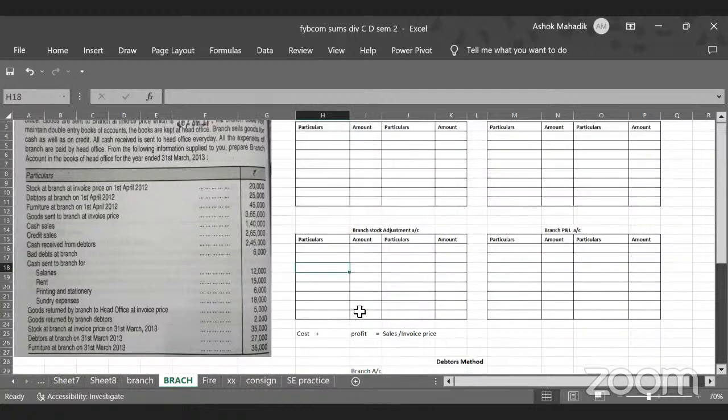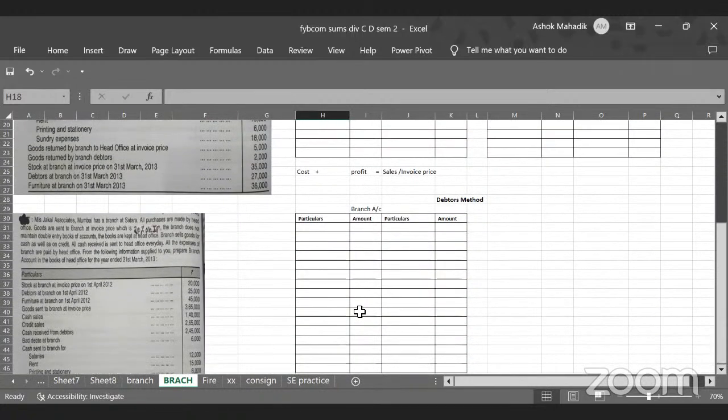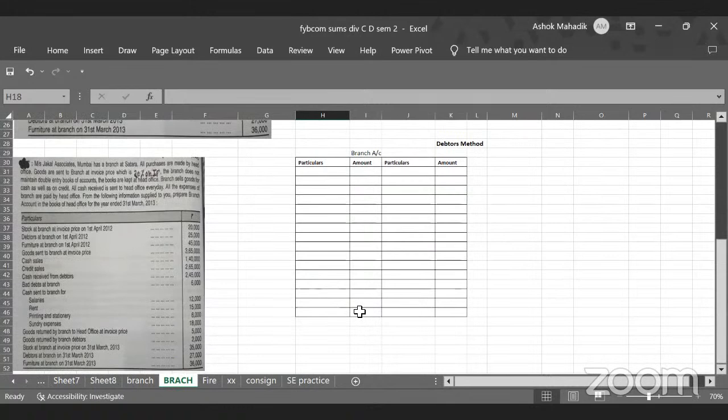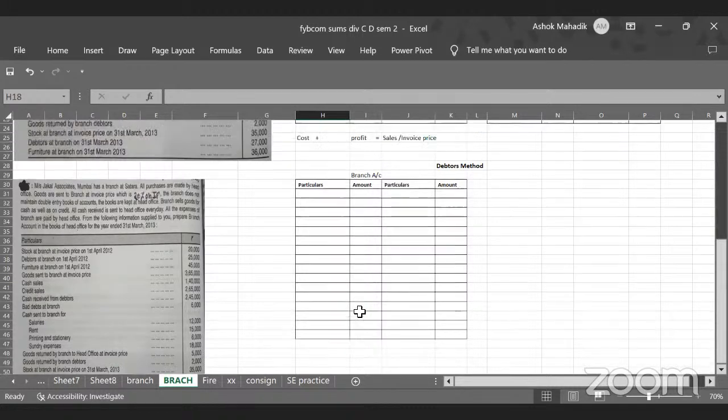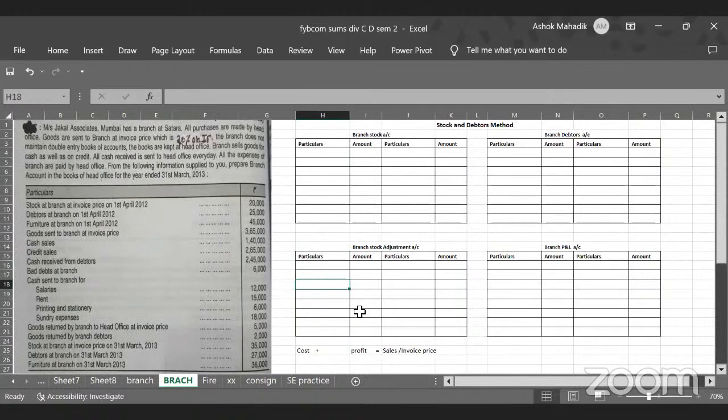Under stock and debtors method, you need to make these four accounts at least. If it is a debtors system, you need to make a branch account. And apart from this, sometimes you may be asked to prepare a debtors account and cash account. That I'll do later. First, we'll solve the sum using this method, stock and debtors method. So let us read the sum.